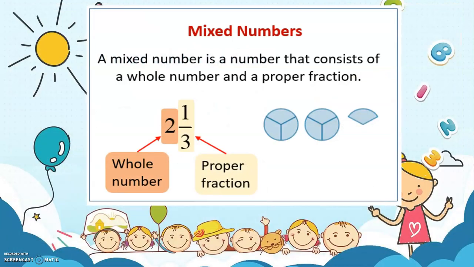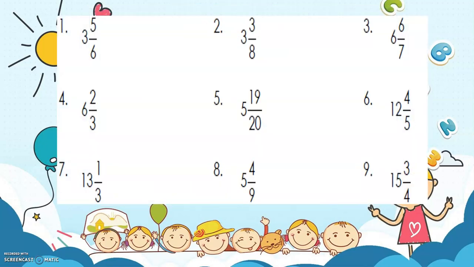So we have the mixed number. The third one is the mixed number. So what is a mixed number? A mixed number is a number that consists of a whole number and a proper fraction. So we have this: 2 is the whole number, and 1/3 is the proper fraction. Again, 2 is the whole number and 1/3 is the proper fraction. 2 and 1/3.